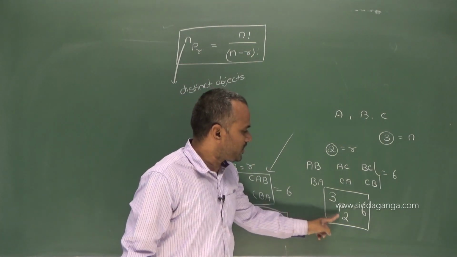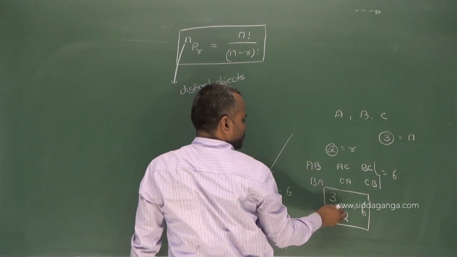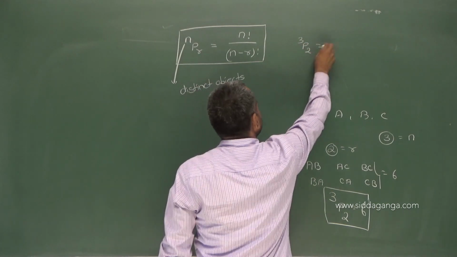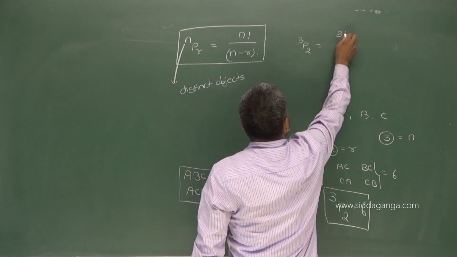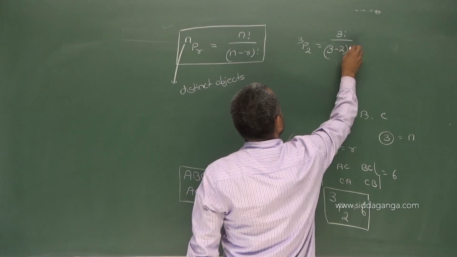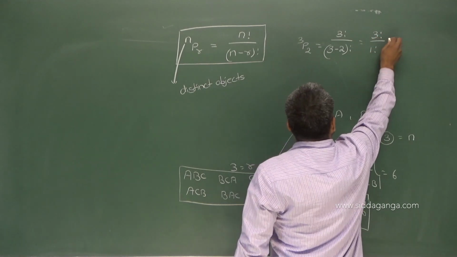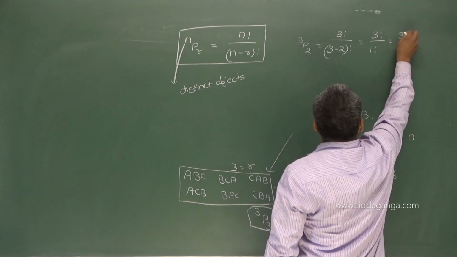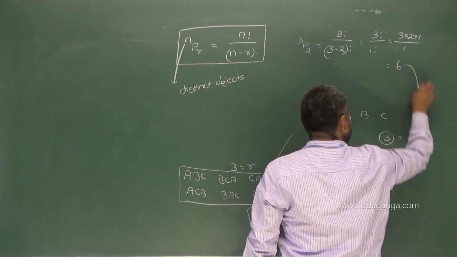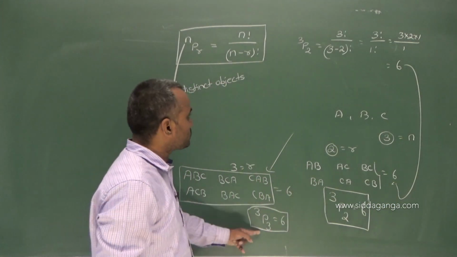See, observe here, 3P2 is what here? 6. We substitute here. So 3P2: 3 factorial divided by (3 minus 2) factorial. So 3 factorial divided by 1 factorial. 3 factorial is 3 into 2 into 1, divided by 1. So the answer is 6. Observe here, the answer is 6.